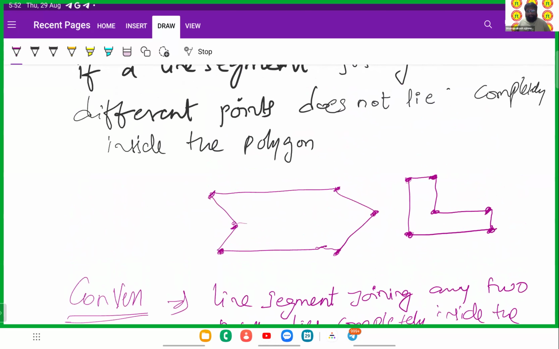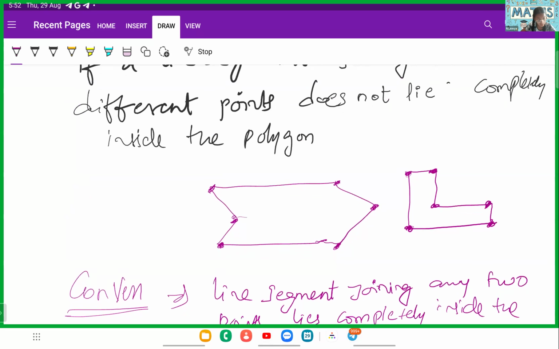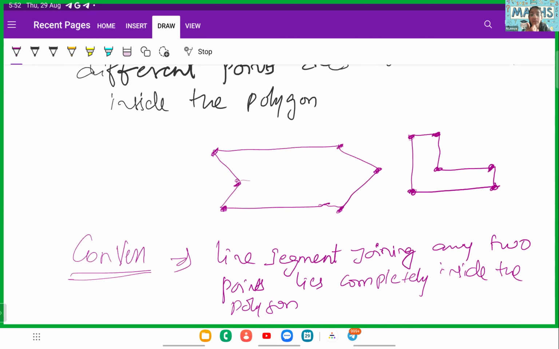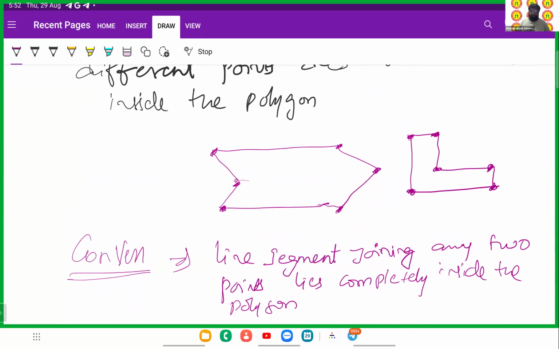Yes, Lasya. The definition, sir: a line segment joining any two points lies completely inside the polygon. That is for convex, right, sir? Yeah, convex polygon. Okay, sir.